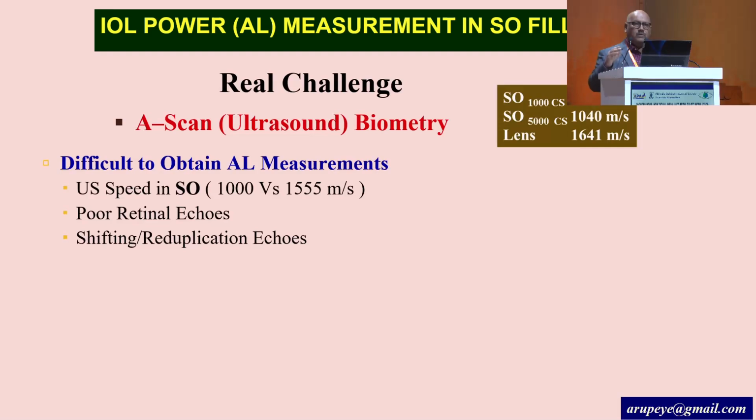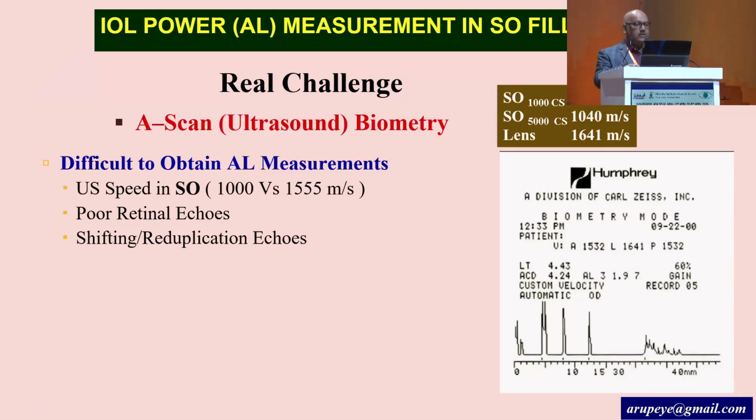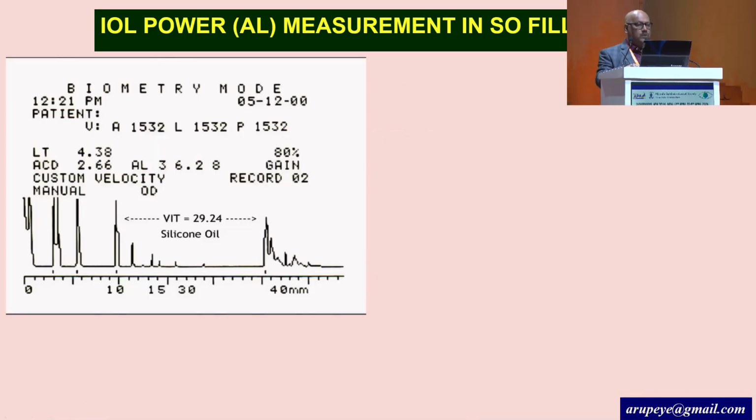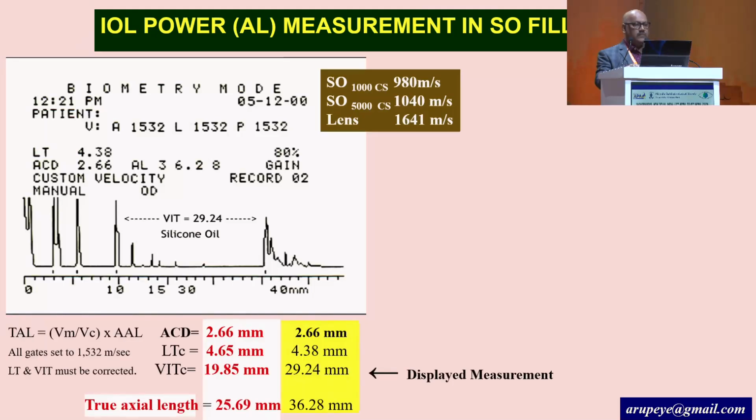Because we all know that ultrasound is attenuated by the silicone oil in the posterior segment. You get poor retinal echoes. There is reduplication of echoes, as you see here in this slide. Whatever axial length you get is an apparent one, and that has to be converted into a true axial length. This is actually a slide from Warren Hill.